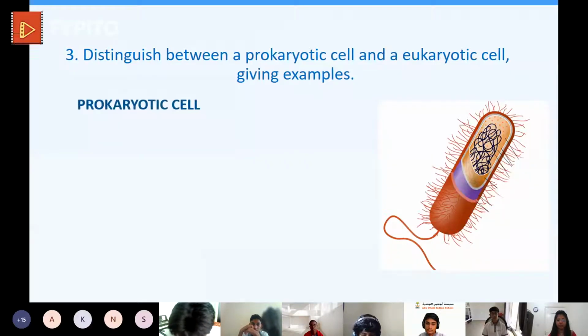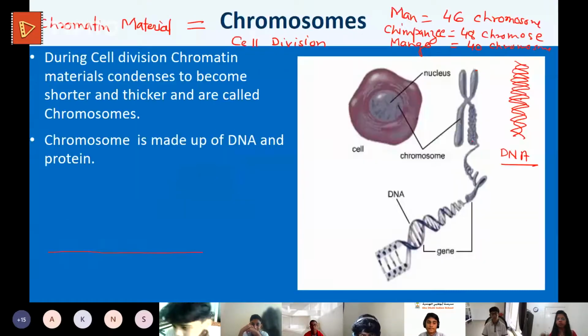So chromosomes are made up of DNA, and in between, proteins are present. Protein molecules are like globular molecules present on the inner side of the DNA. Okay, so chromosome is made up of DNA and protein.